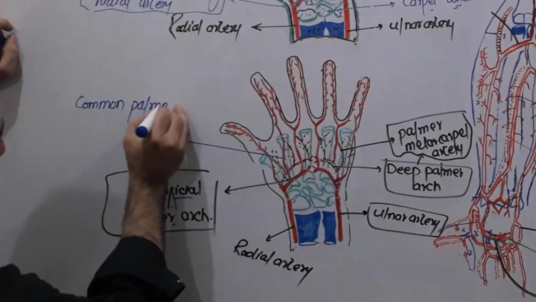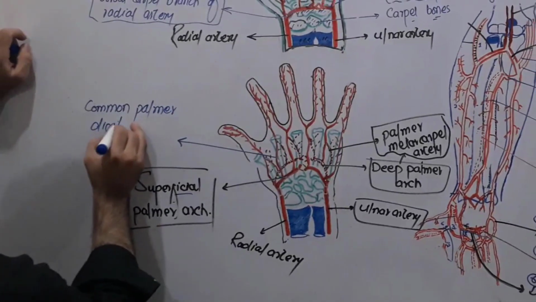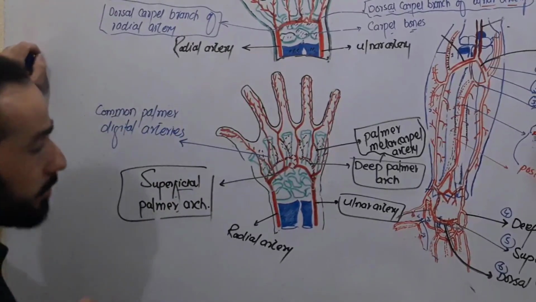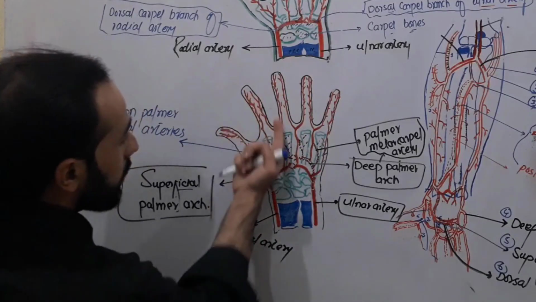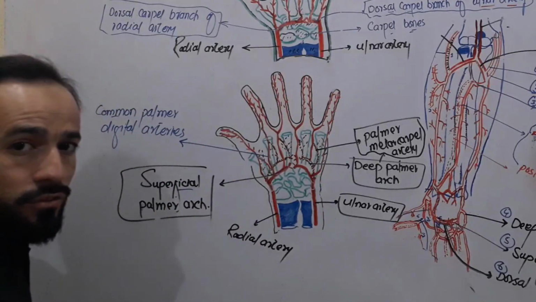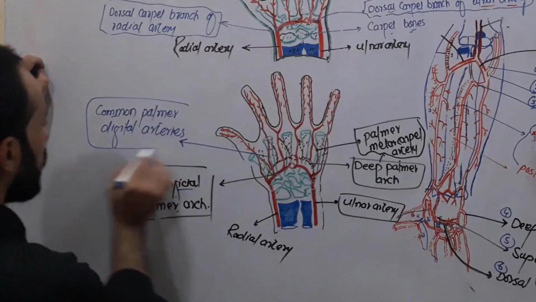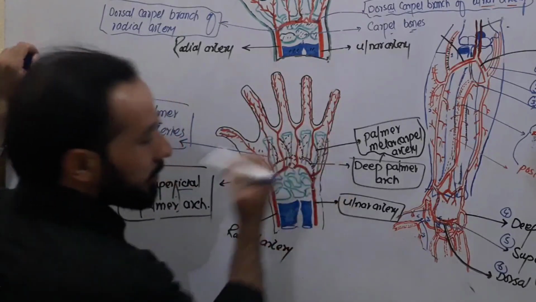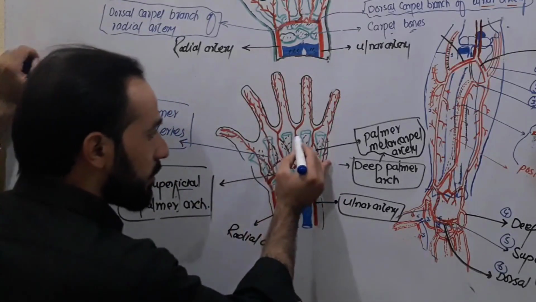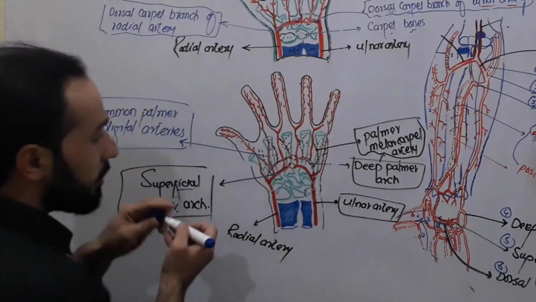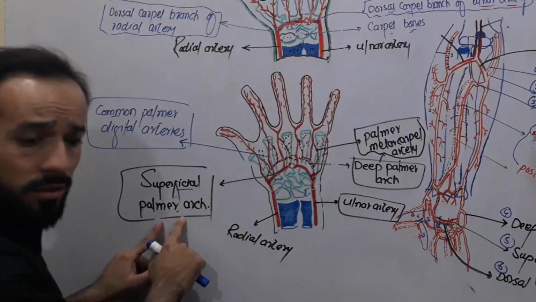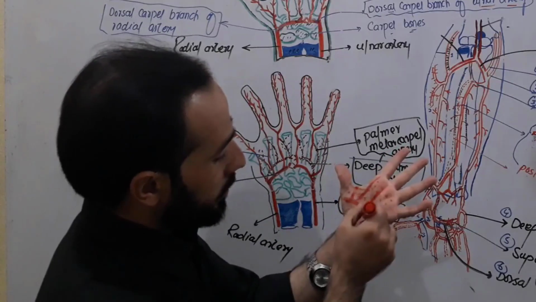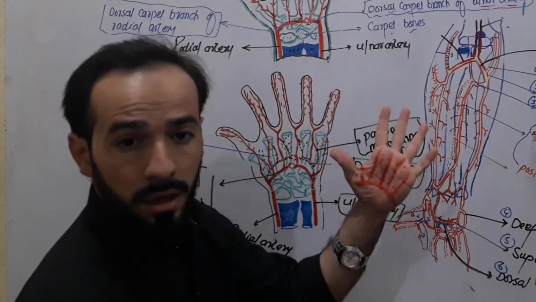They are the common palmar digital arteries, right? Why are they called common? Because each of them is supplying blood to the digits, right? So look, we call them common palmar digital arteries. Now moving further forward, this is a common palmar digital artery, this is a common palmar digital artery, this one is also a common palmar digital artery. So all of them which I have represented, which are the branches of the superficial palmar arch, are the common palmar digital arteries, right?